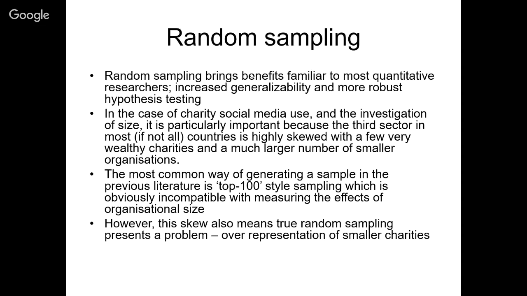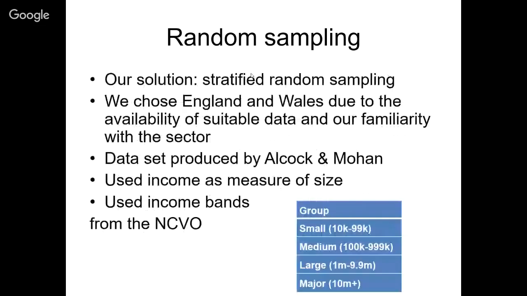So we chose, in order to combat both of those problems, a stratified sample. So we chose England and Wales, as I mentioned earlier. It's got a good amount of data available. We're very familiar with it as a sector. We chose a data set produced by Alcock and Moen. It's hosted on the UK Data Service. It has a collection of charities from England and Wales. I will go more into that data set and what it is and what it isn't in the next slide, I think.